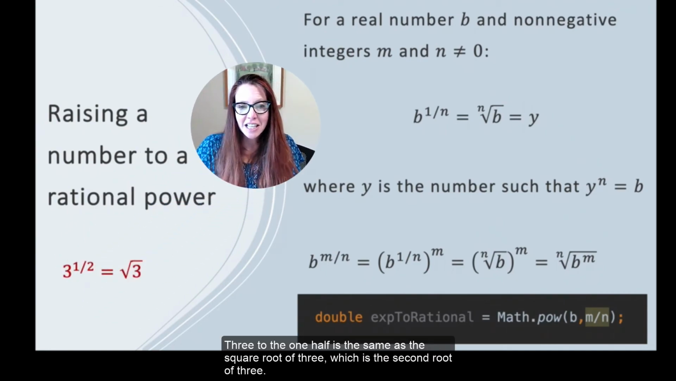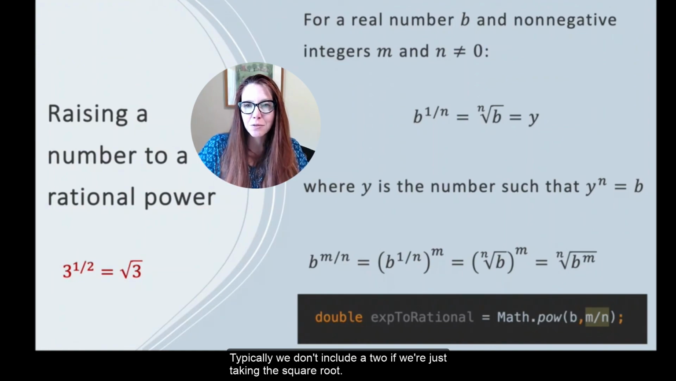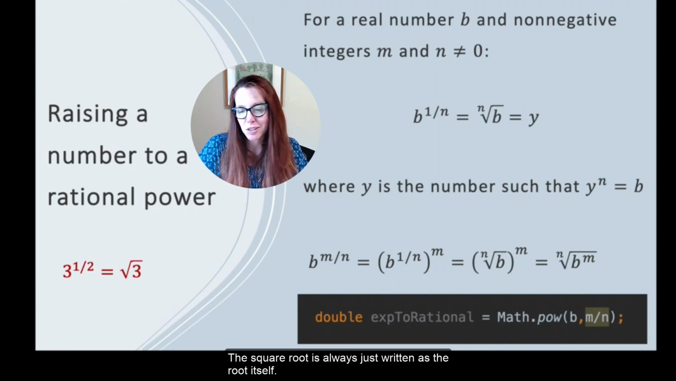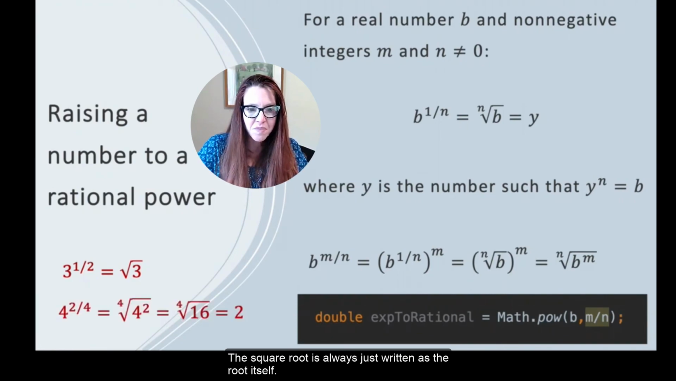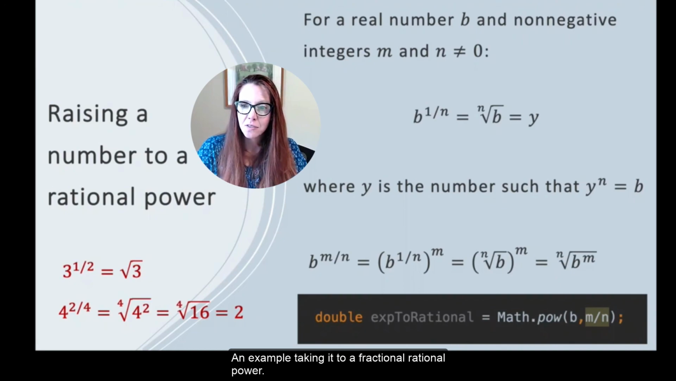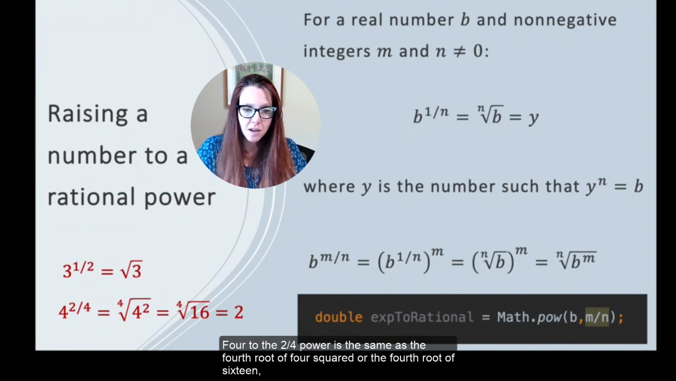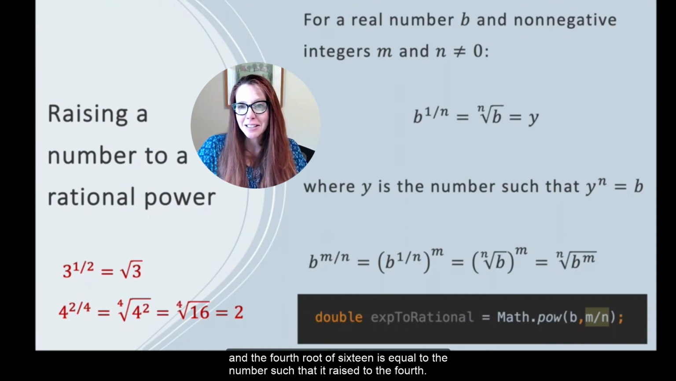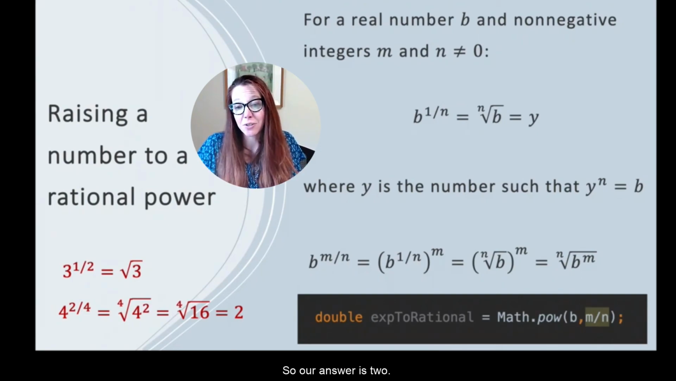3 to the 1 half is the same as the square root of 3, which is the second root of 3. Typically, we don't include a 2 if we're just taking the square root. The square root is always just written as the root itself. An example, taking it to a fractional rational power, 4 to the 2/4 power is the same as the fourth root of 4 squared, or the fourth root of 16. And the fourth root of 16 is equal to the number such that it raised to the fourth power is equal to 16. Well, 2 to the fourth power is equal to 16, so our answer is 2.